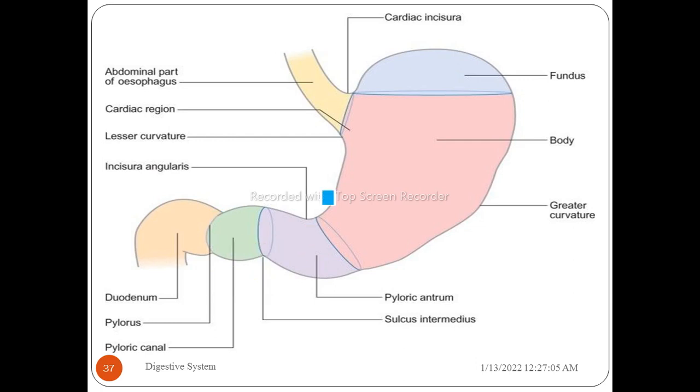So we do have 2 curvatures. This is the lesser curvature, whereas this one is the greater curvature. This is an angle here. The angle is called incisura angularis. And also this is the cardiac incisura, which is where the esophagus joins the stomach, the fundus, and the body of the stomach.